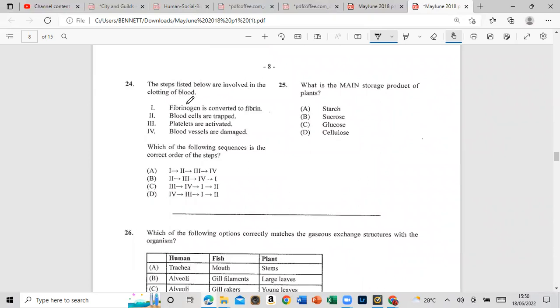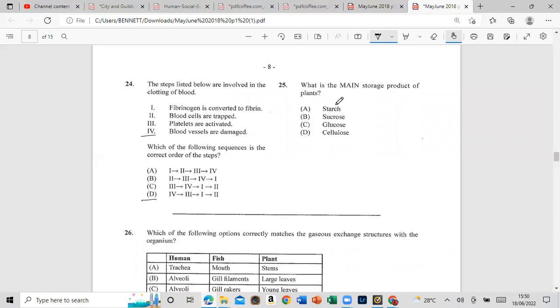24, the steps listed below are involved in the clotting of blood. 1, fibrinogen is converted to fibrin. 2, blood cells are trapped. 3, platelets are activated. 4, blood vessels are damaged. Which of the following sequences is the correct order of these steps? All right, so let's look at one. So that is blood vessels are damaged. That's 4. So that would be D. It's the only one that starts with 4.